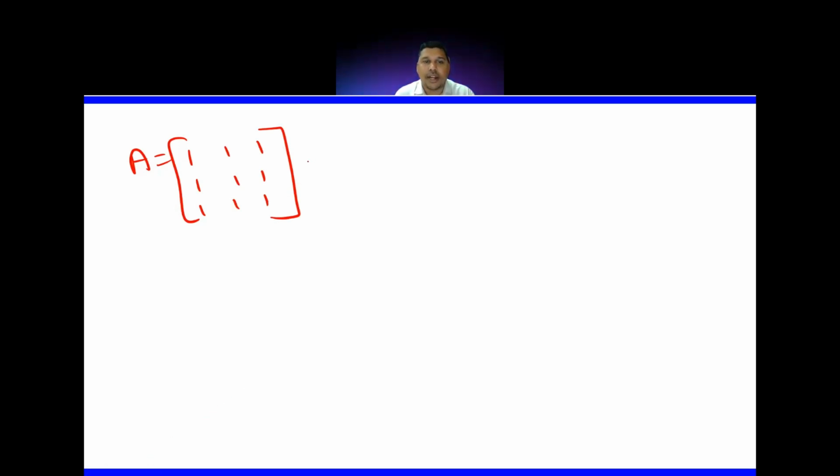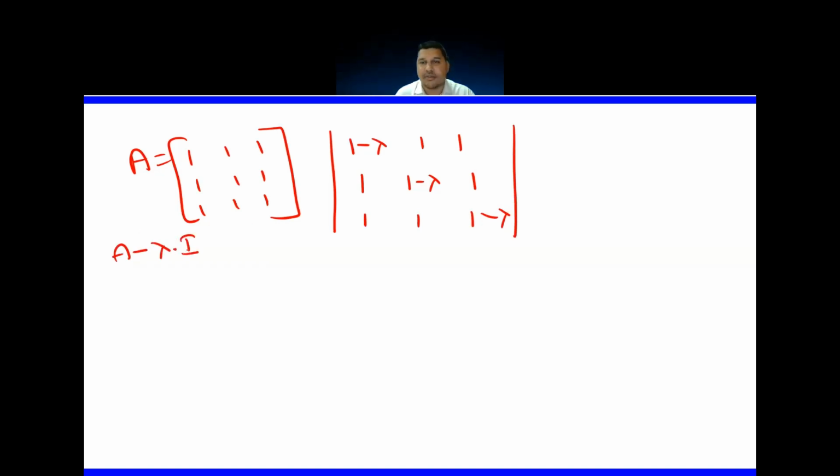So I will write the matrix here: 1 minus lambda, 1, 1; 1, 1 minus lambda, 1; 1, 1, 1 minus lambda. How am I getting this? It is A minus lambda into the identity matrix, this modulus. If you do this, you get this. Now try to multiply this.